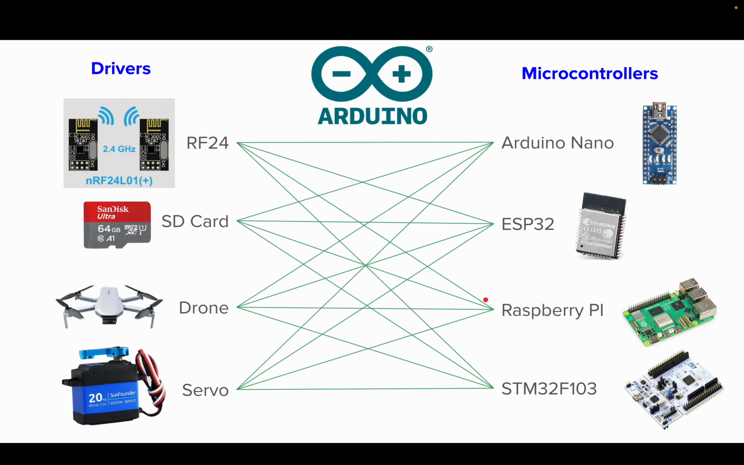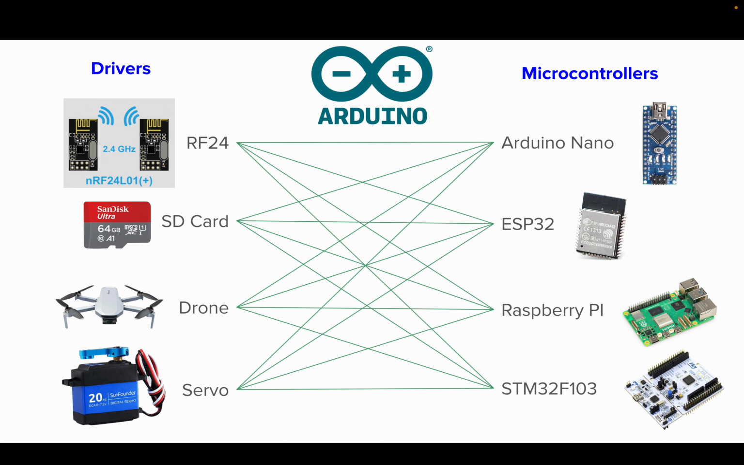So what this kind of does with Arduino and other libraries as well is that it results in this many-to-many relationship, where if you write a driver for the RF24 and you want to support all of these microcontrollers, you'll need to write sections of the code for the Nano, for the ESP, for the Raspberry Pi, and for the STM. You need to learn how all their APIs work to make your driver work successfully.